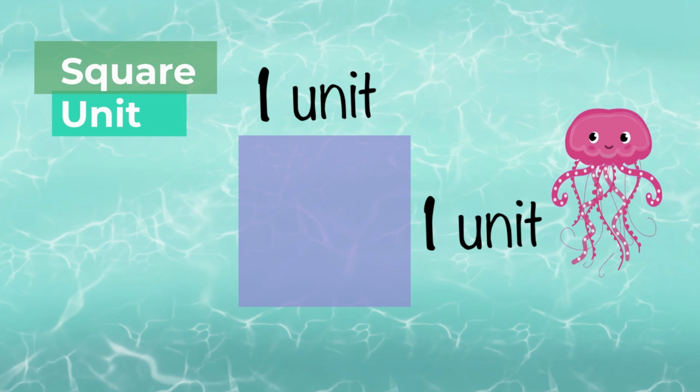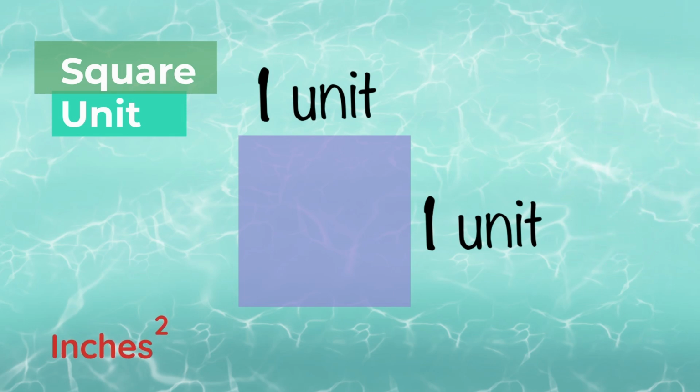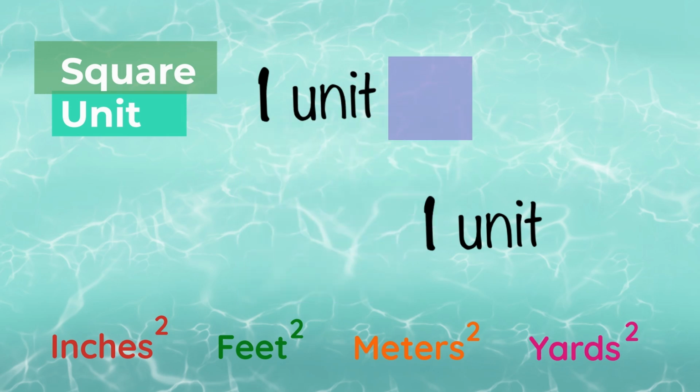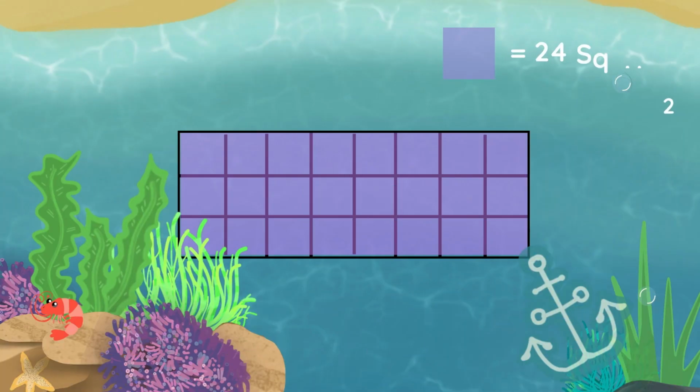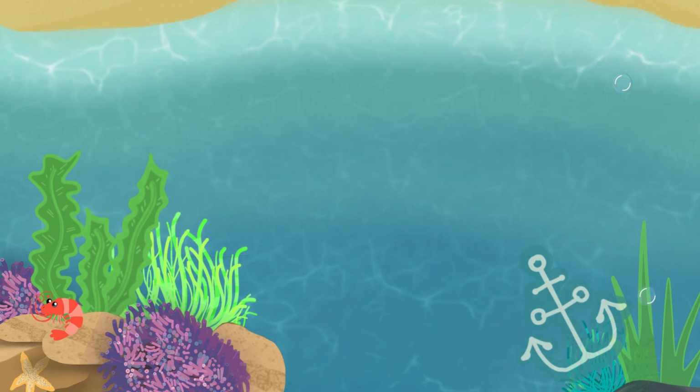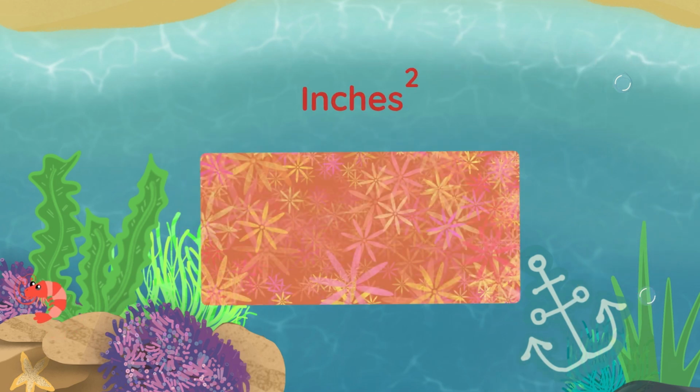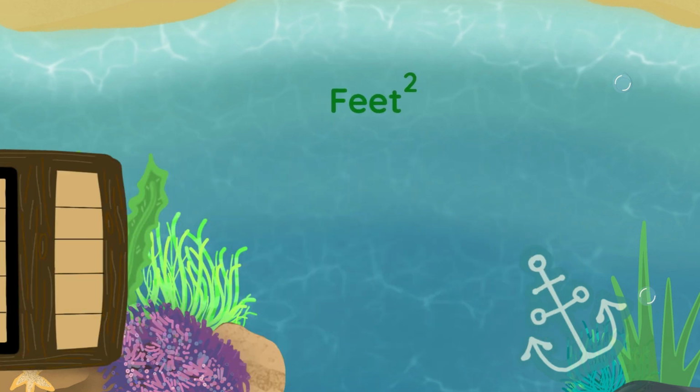When solving for area, you might use square inches, square feet, square meters, or square yards. The unit of measure will largely depend on what you're measuring. For example, you might measure a beach towel in square inches, but use square feet for the floor of a boat.